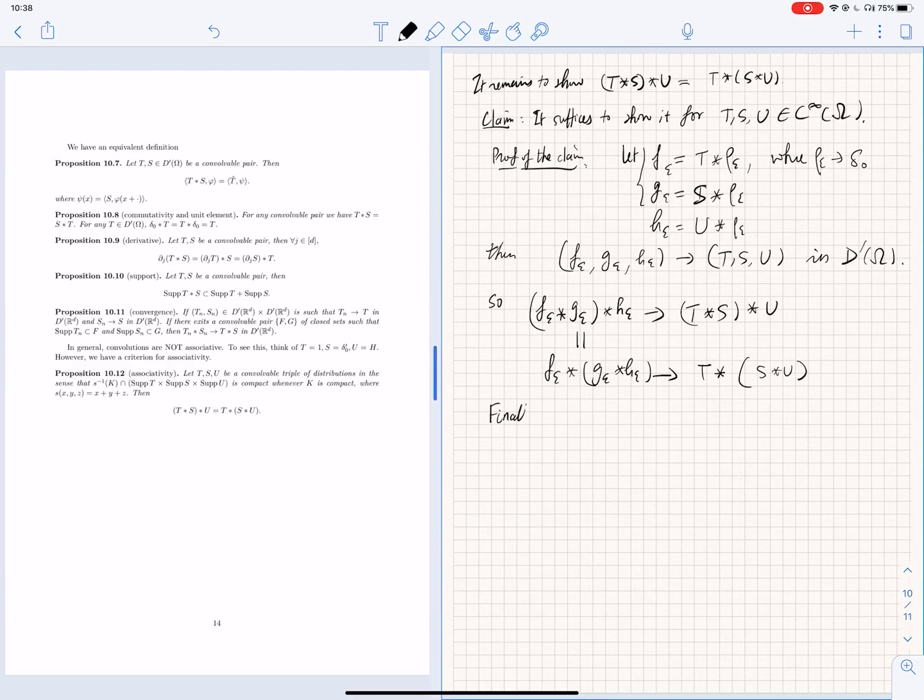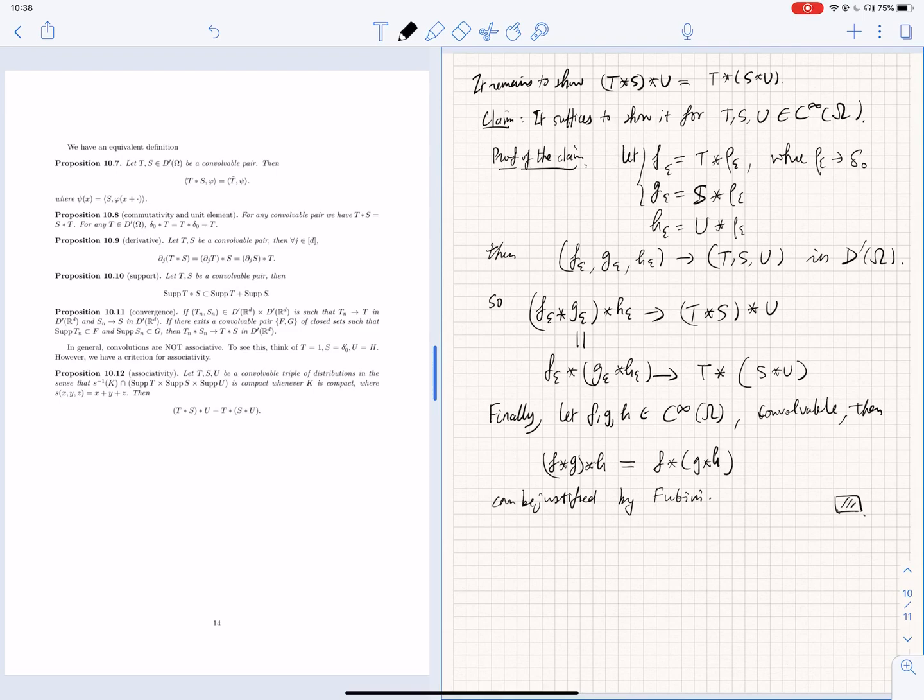So finally, we just consider C-infinity functions. Let F, G, H be C-infinity functions, which are convolvable, three of them. Then this formula, F convoluted with G, then H, equals F convoluted with the convolution of G and H. This can be justified just by Fubini. Okay, so the proof is done.